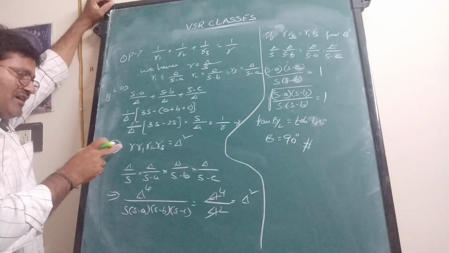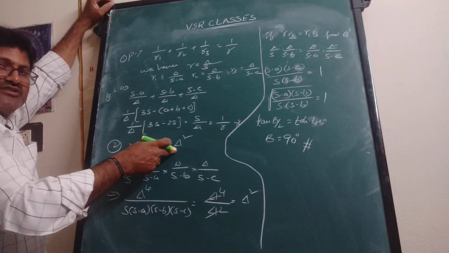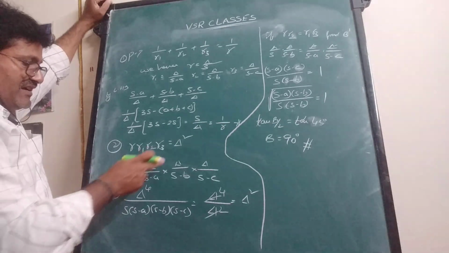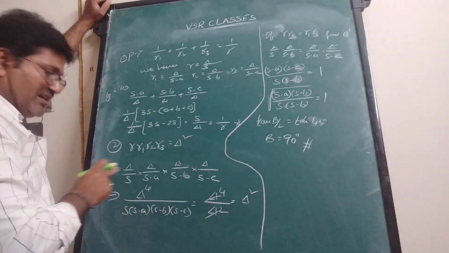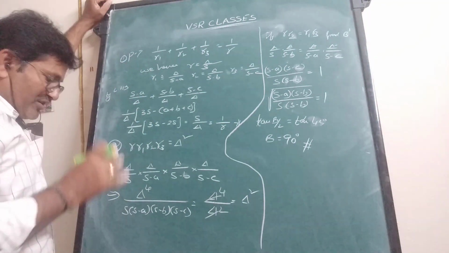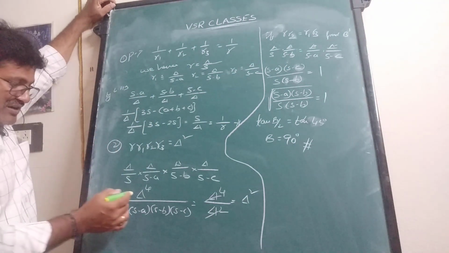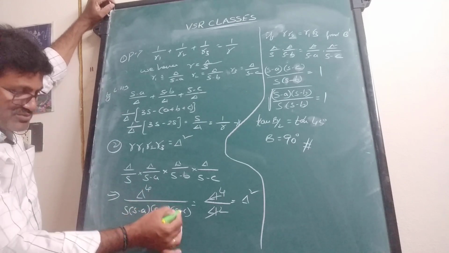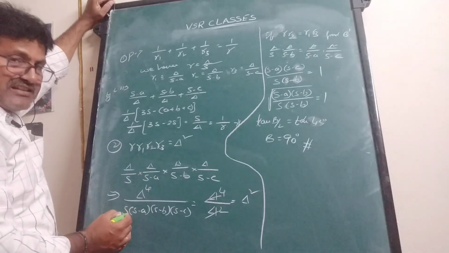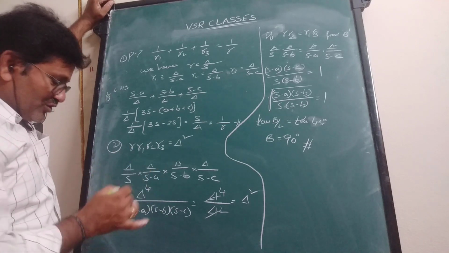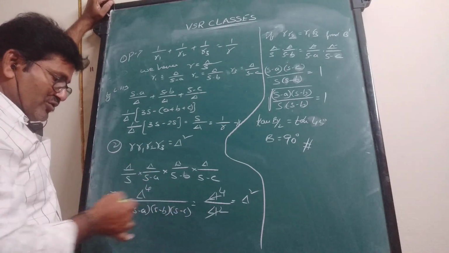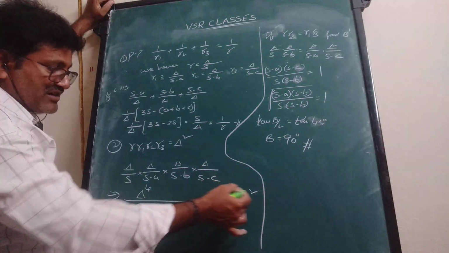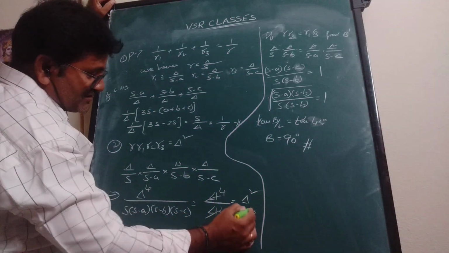And another one. R1, R2, R3 is equal to delta square. So S by delta, delta by S minus A, delta by S minus B, delta by S minus C. Just go for the substitution of whatever values we took above. Delta power 4 divided by S into S minus A into S minus B into S minus C, we got it. And this is nothing but delta square. Under root means delta; root is not there, so it will be delta square. Delta power 4 by delta square. Delta square times it cancelled. Up to here it is completed.